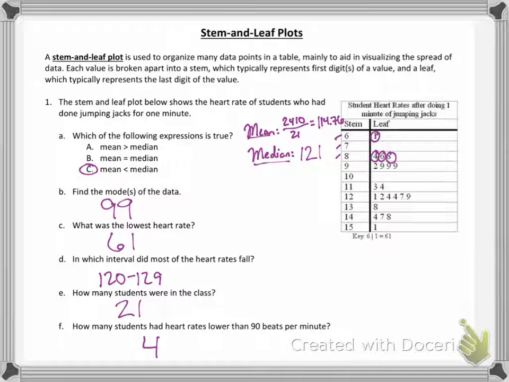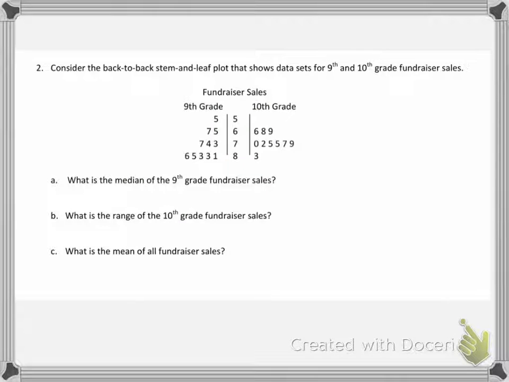So again, these are the types of questions that when you do the IXLs, the interpretation piece, this is the type of stuff you're going to see here. So it's not about making the stem and leaf, it's about being able to read it. Let me take a look at one more example here.